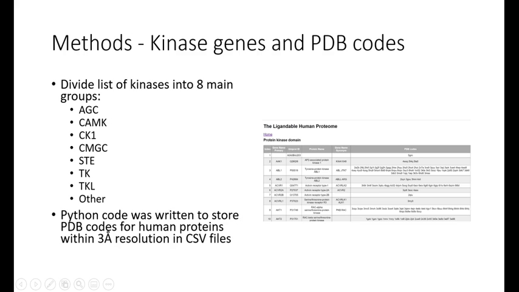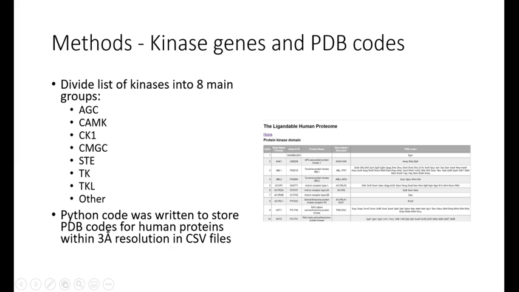The kinase genes that were investigated during this study have been provided by the Structural Genomics Consortium Ligandable Human Proteome resource. This resource also provided sets of associated PDB codes for the catalytic domains of 267 kinase genes. Each kinase from the resource belonged to one of 8 main kinase groups: AGC, CAMK, CK1, CMGC, STE, TKL, and the other group.